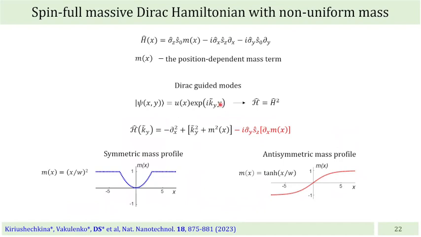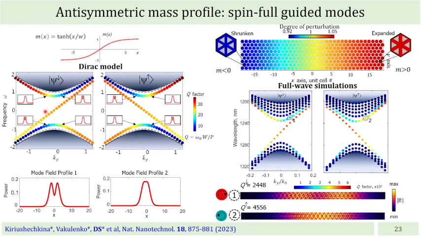Again, the origin can be understood from the Dirac model with non-uniform distribution of the mass in one direction. We can solve the eigenvalue problem with a squared Hamiltonian, and here the red summand explicitly gives us a spin-dependent term. The case with antisymmetric mass distribution is more interesting because it gives rise to spin-dependent radiative lifetimes of the waveguiding modes. Both in analytical theory based on Dirac models and in full-wave simulations, we get that the waveguiding modes are degenerate in frequency. However, they have distinct spatial profiles and radiative lifetimes.